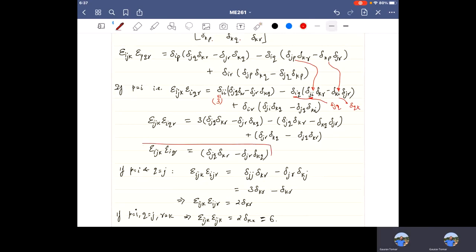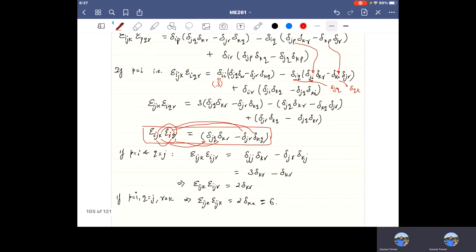You should always remember these. An easy way of remembering is, suppose the first index is what is getting repeated, then this is how you write it: delta JQ, delta KR, and the remaining cross ones would be delta JR, and the cross KQ would be delta KQ. So this becomes this. That way you can remember this identity.